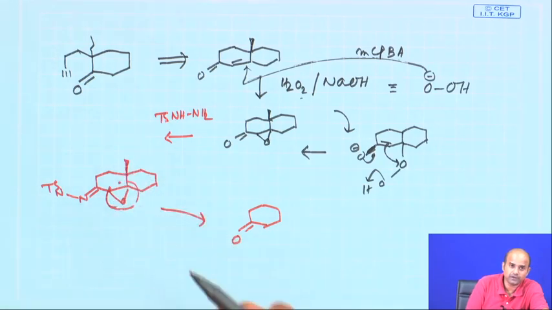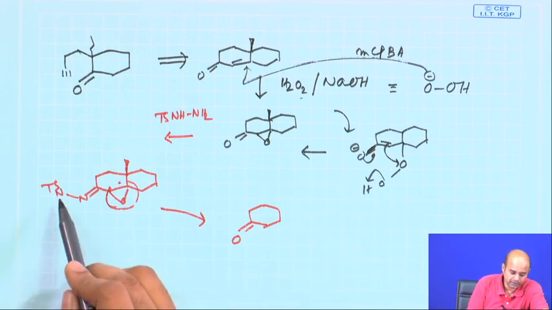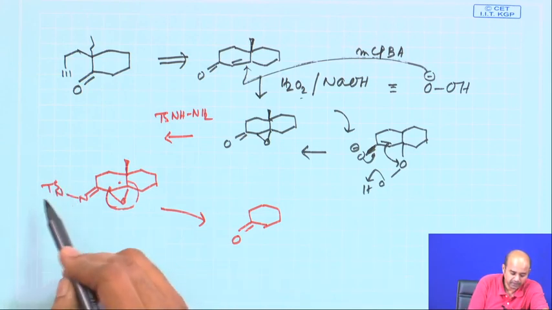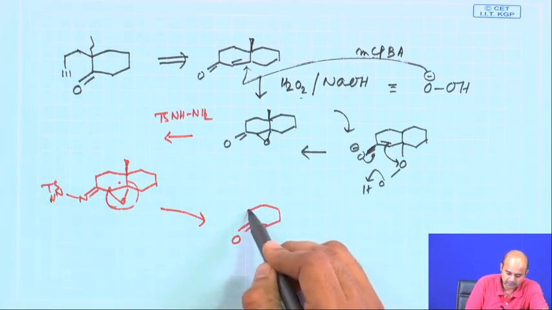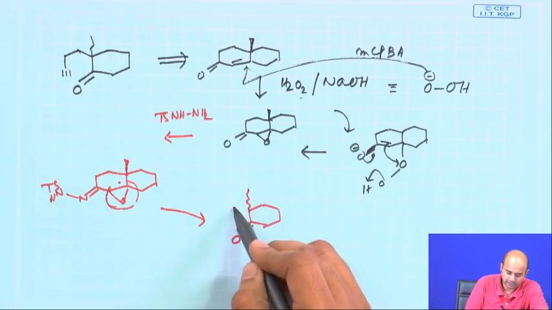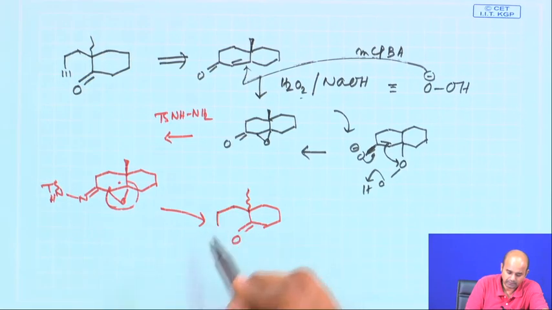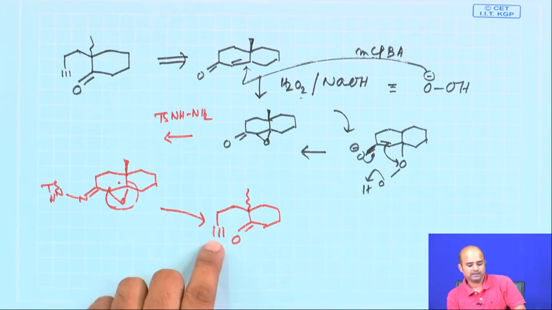The epoxide acts as the electron sink, it can receive the electron which was initially generated at this NHTs end. This methyl group remains here, and then you get this as an alkyne. This alkyne is the main product.